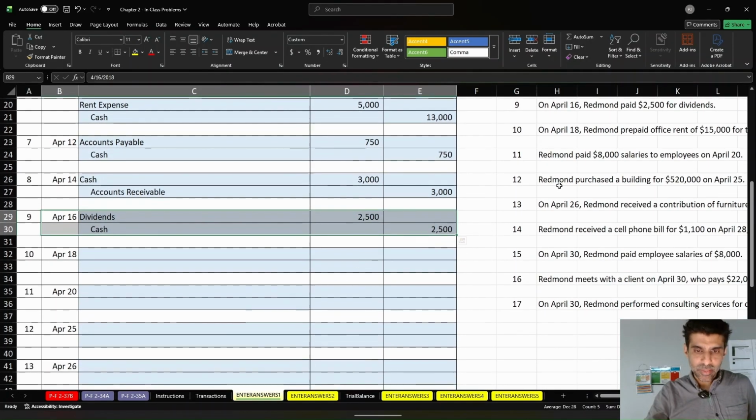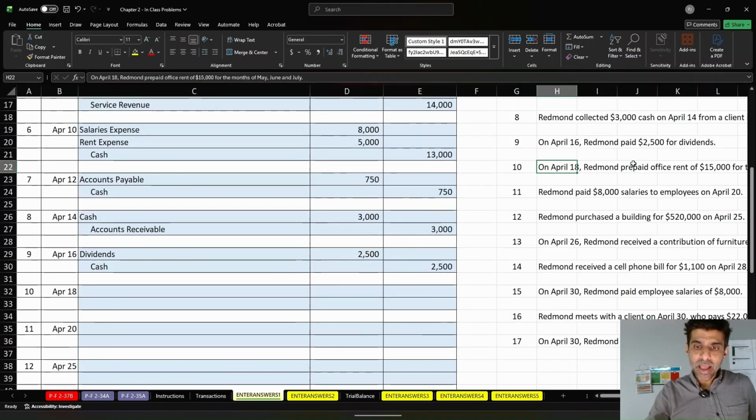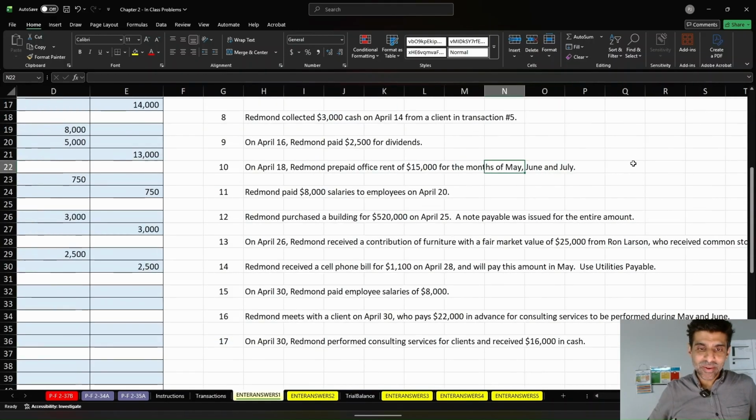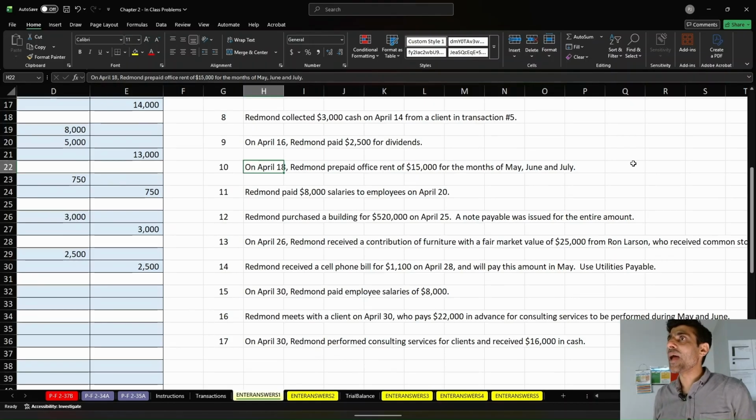Okay, so let's keep going. On the 18th, we prepaid office rent. We just talked about this, right? Prepaid rent. What kind of account is that? There was a debate whether it was an asset or an expense. What did we determine it was? Asset. Okay. So when we have this new asset called prepaid rent, is that a debit or a credit? Debit. Okay, so we're going to debit prepaid rent.